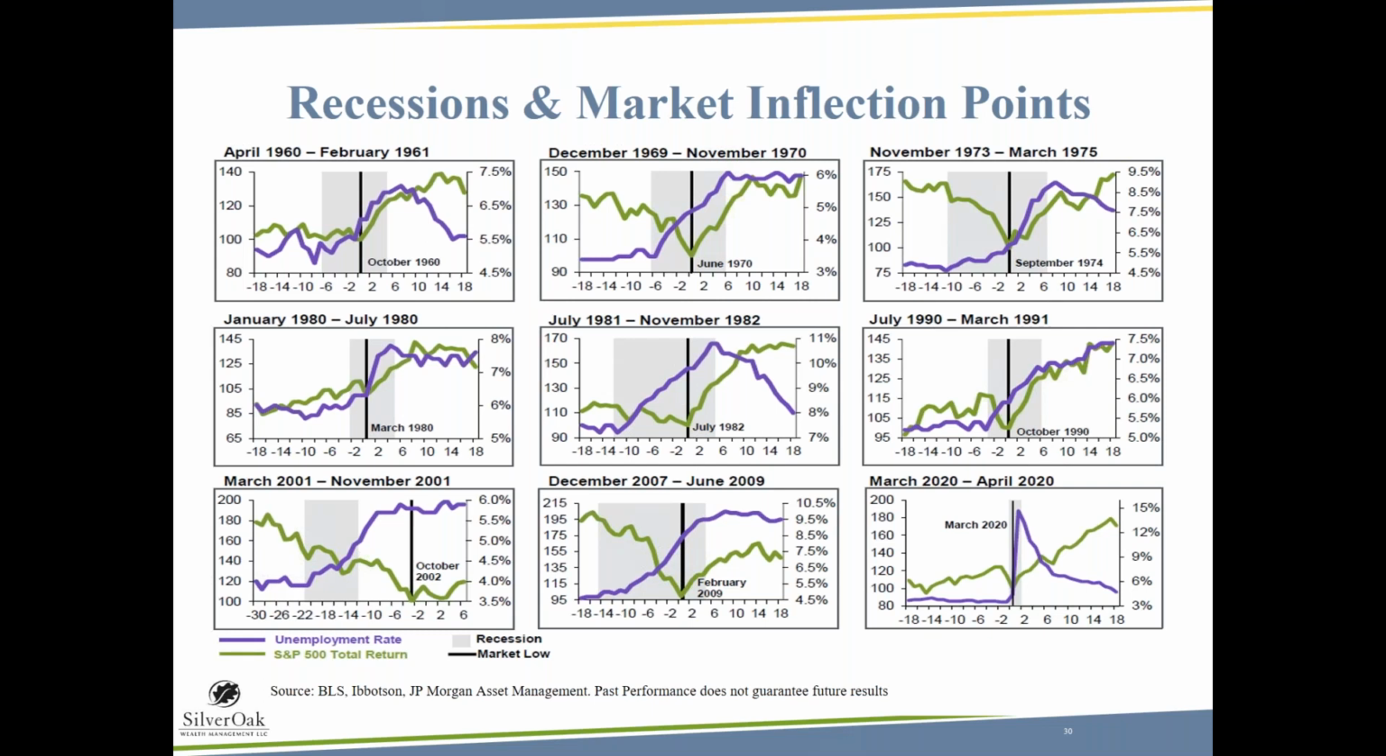So the market is green. The unemployment rate is purple. The shaded area for each chart is the recession. And the black vertical line is kind of the bottom of the market cycle. And so what we're seeing here is two things. One, typically the market will find a bottom close to the recession or within the recession.